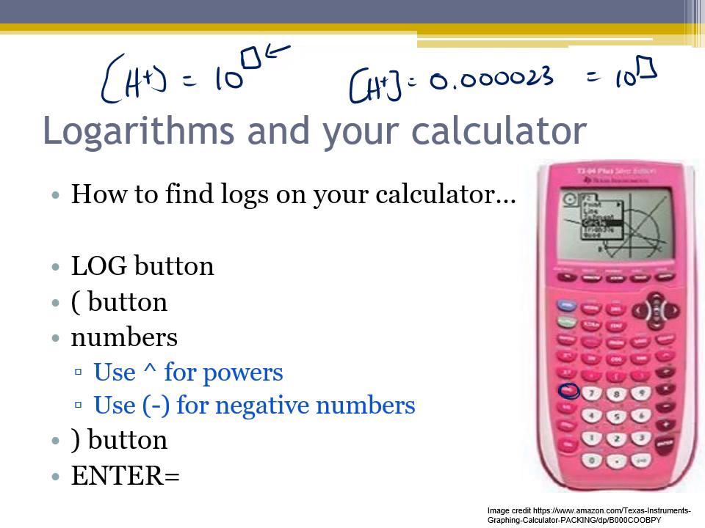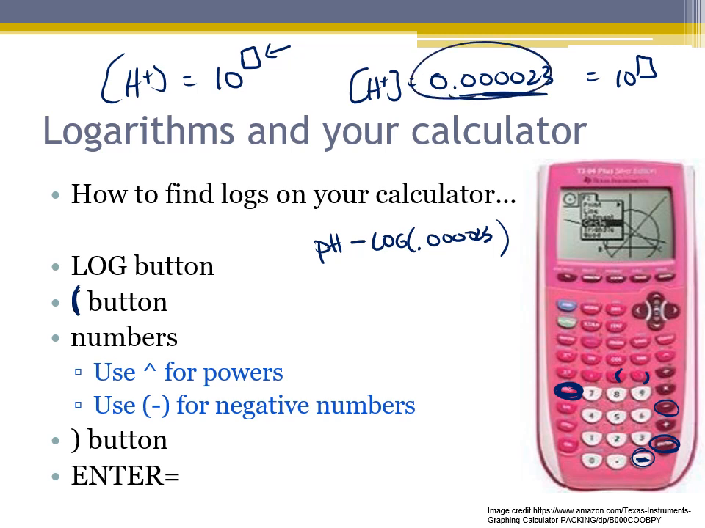Log button is here. So remember that pH is the negative log. So we do want to start with that negative button, which is here. Don't use the minus sign. Make sure you use the negative sign. So we're going to do negative log, and then we should have an automatic open parentheses. But just in case you can push that button, it's here. You're going to type in your number, your hydrogen ion concentration. In this instance, I've got 0.00023. Do closed parentheses and then enter, and you'll have your pH, negative log of that hydrogen ion concentration.